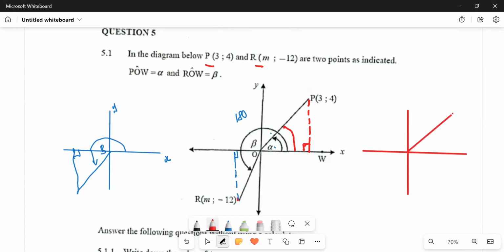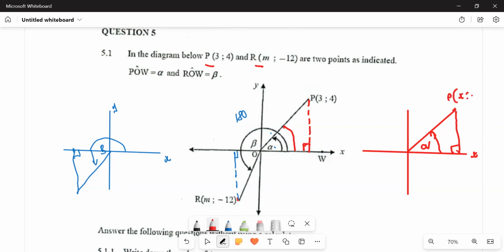Which is in the first quadrant. Even this one is going to be perpendicular to the x-axis. So this one is 90, this one is x. But starting from here to here, they already told us this is alpha. So every time I look for things that have to do with alpha, I'm going to concentrate here.